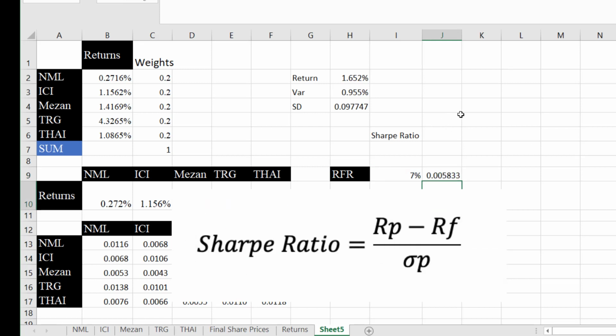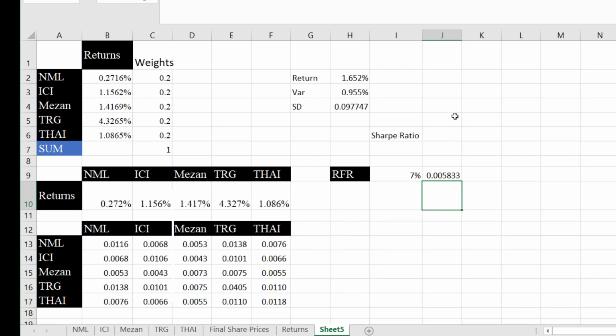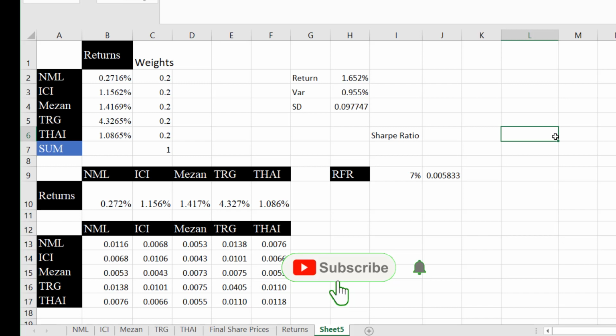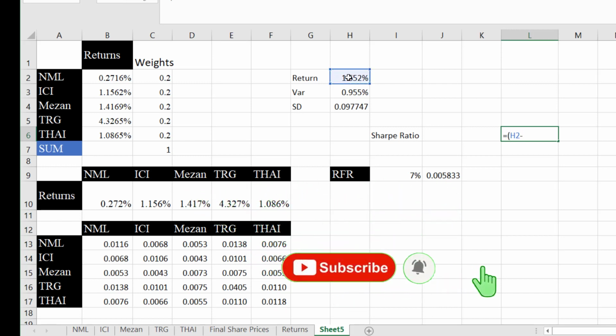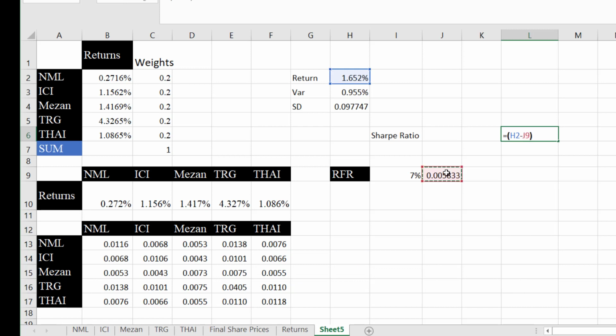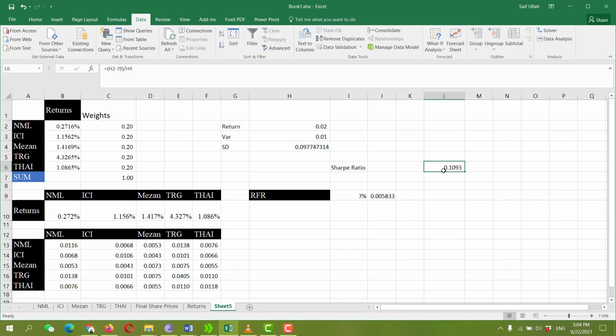Sharpe ratio is equal to return of the portfolio minus risk-free rate of return divided by standard deviation of the portfolio. To compute Sharpe ratio, I will write equal to bracket start return of the portfolio minus risk-free rate of return, bracket close, divided by standard deviation of the portfolio. The higher the Sharpe ratio is, the better. After computing the Sharpe ratio, we can optimize the portfolio risk and return.